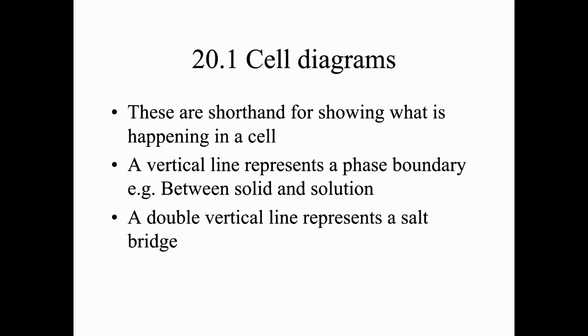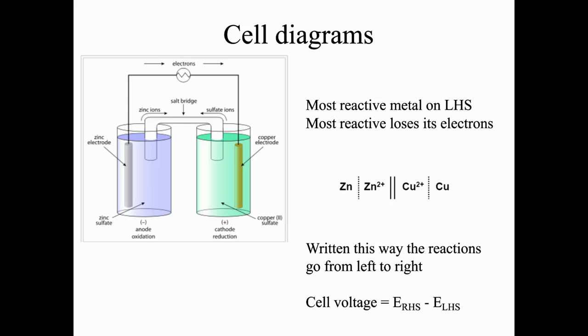In these diagrams, a vertical line represents a phase boundary, for example between a solid and a solution. And if you've got a double vertical line, that represents a salt bridge. Here is an example of a typical cell, where you've got a zinc half cell and a copper half cell. For the salt bridge, we draw a double line to say it's in the middle. What we're going to end up with is this, but I'm just going to show how we get to that.